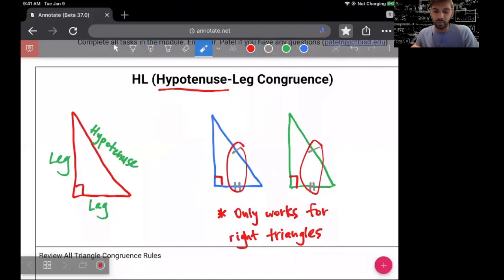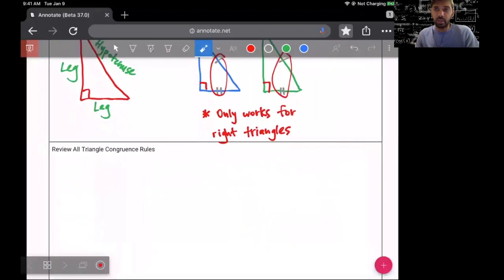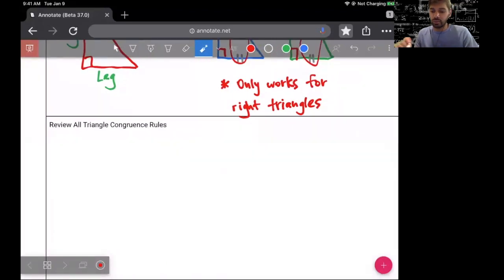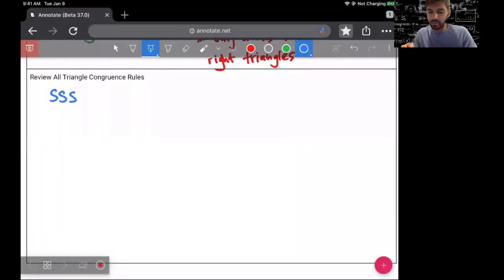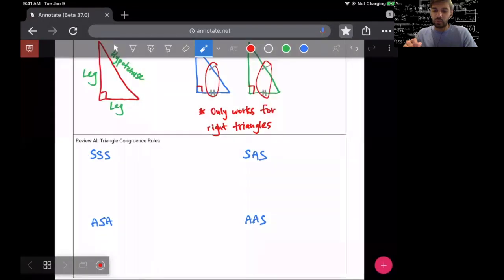Before the last couple of days, we've been talking about 4 other rules, and I'll review those down here. They're related to HL, hypotenuse-leg. We talked about these 4 rules the past 2 days. We talked about side, side, side. We talked about side, angle, side. We talked about angle, side, angle. And we talked about angle, angle, side. And I'll review those real quick. These 4 down here can work for any triangle. It doesn't have to be a right triangle. This rule up here only works for right triangles, HL.